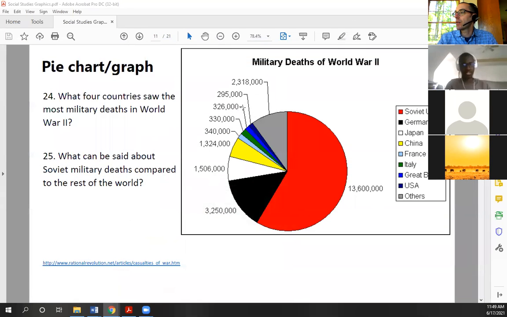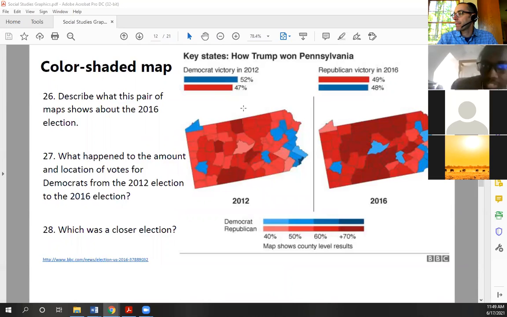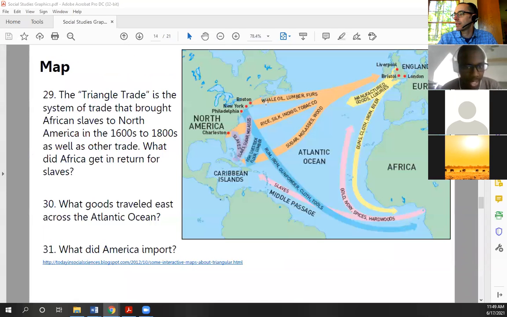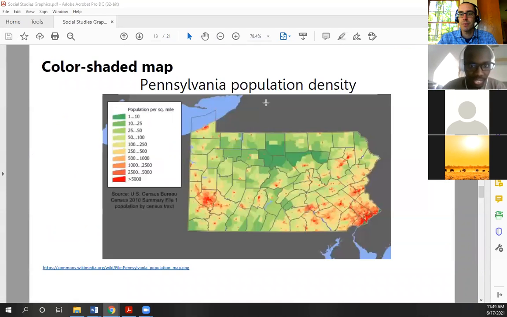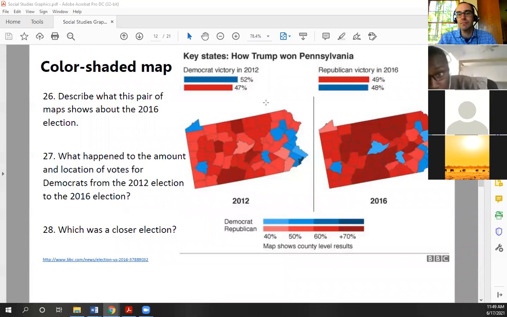Okay. Let's see. Here's a good one. We already looked at color shaded maps. We already looked at that one. Let me see if I can find another. I was trying to say we're looking at this.